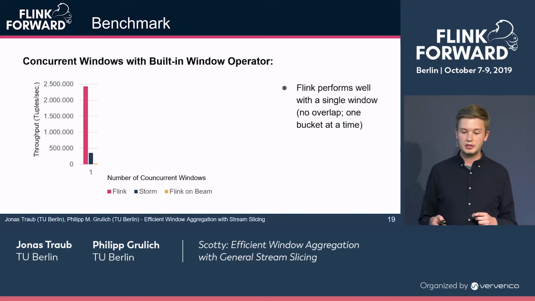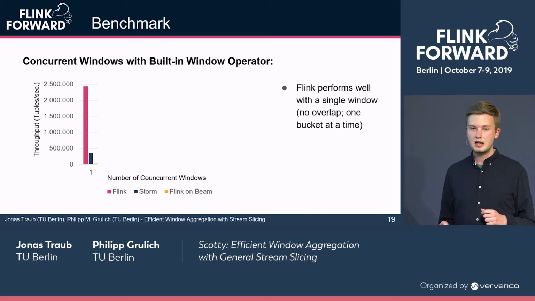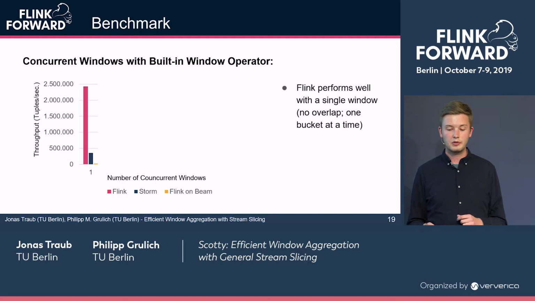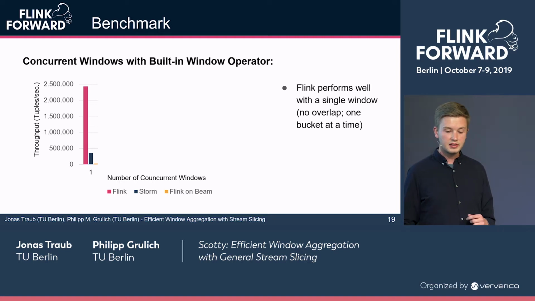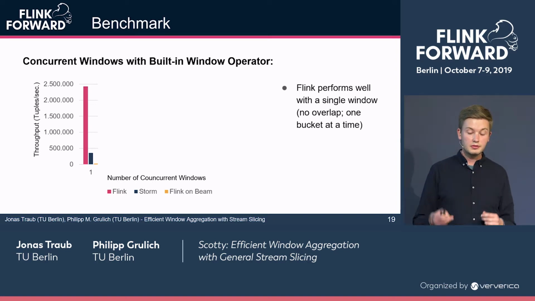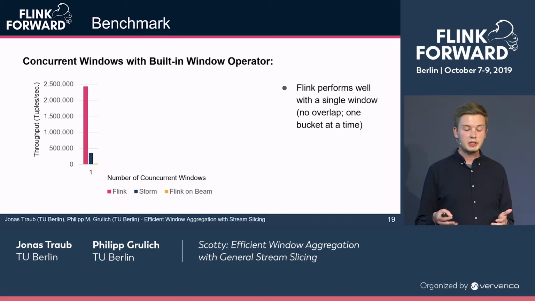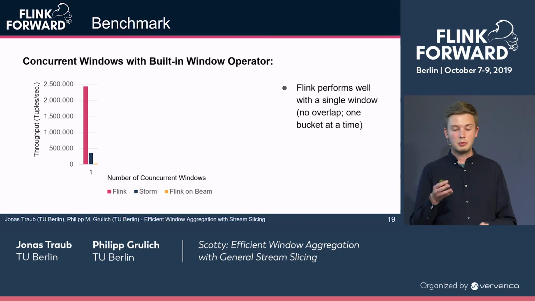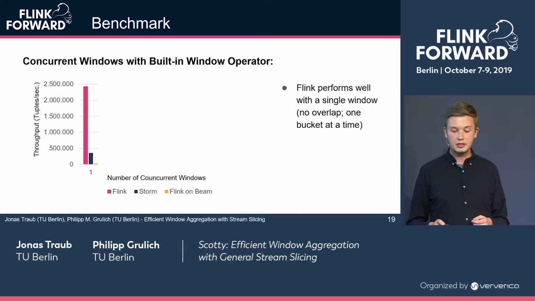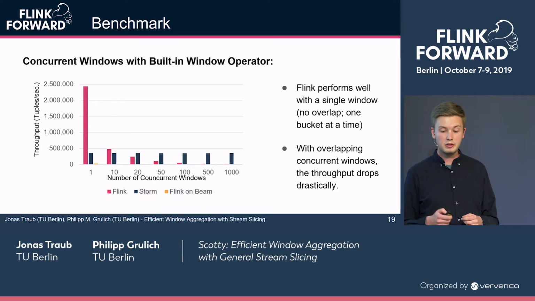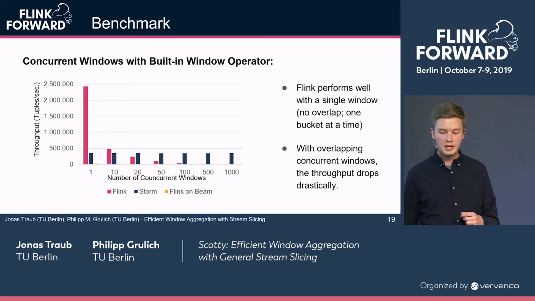So let's now dive into some benchmark results. Here we first see results for the built-in window operator of Flink, Storm, and Flink running on Beam. What we see is that the native window implementation of Flink performs really well when we have a tumbling window or a window with only one concurrent window. However, when we have more concurrent windows, for example with a sliding window, the performance of Flink drastically drops.